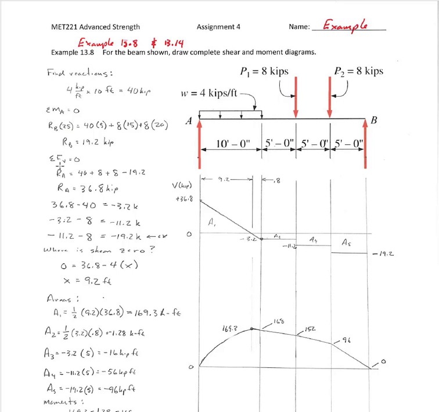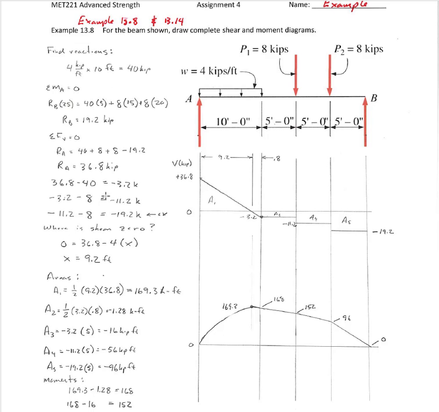Next, I'm going to solve for the reaction at A, and I'm just going to do that by summing the forces in the vertical direction equal to 0. So I have 40 for the distributed load, 8 for the concentrated load, another 8 for the concentrated load, and I'm going to subtract 19.2 for my reaction at B, and that gives me 36.8 kips for the reaction at point A.